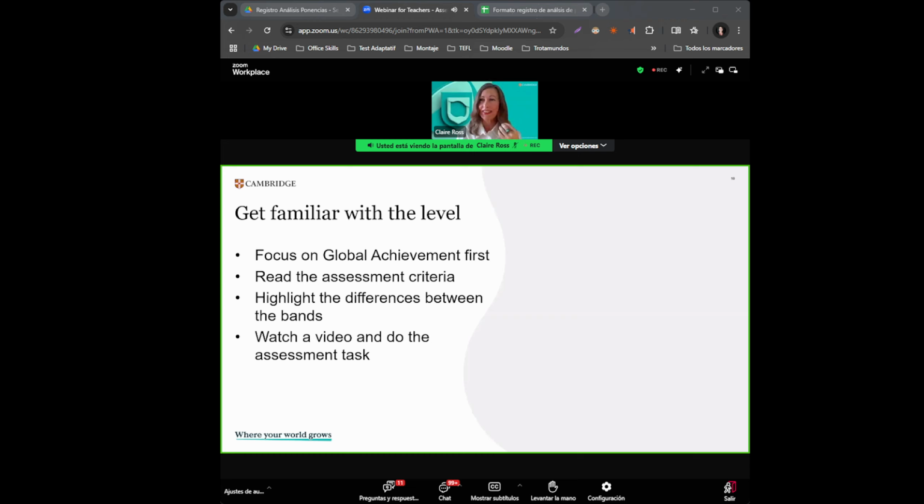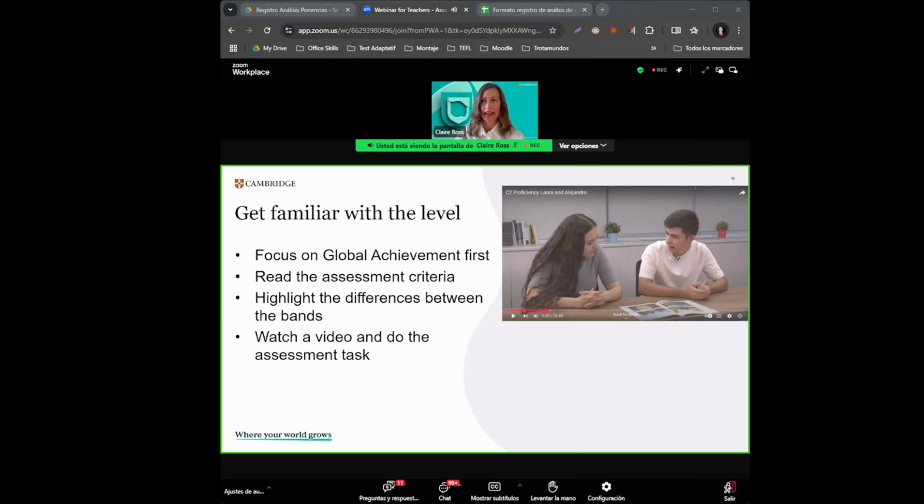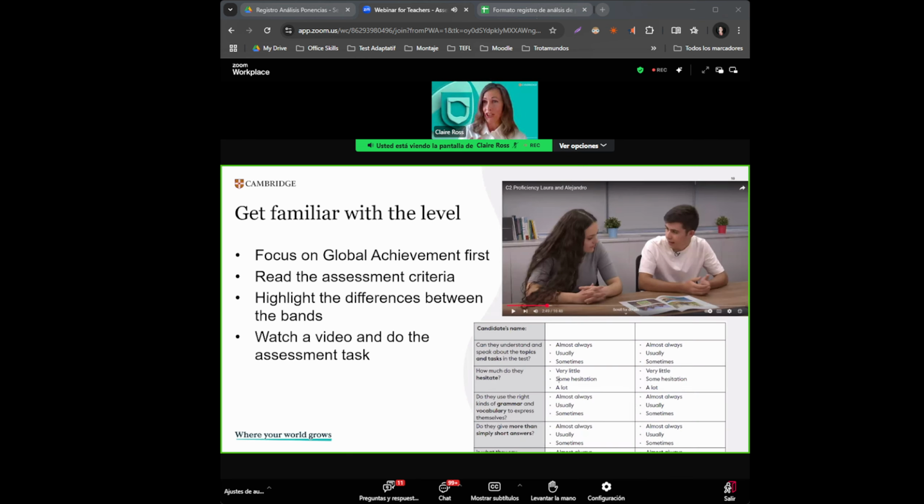Now, I don't know if anyone has used these before, let me know in the chat, but there are videos of candidates doing the exam with real examiners. So it's good to watch that. Look at the criteria as you're watching. There are tasks for you to do in the guide to help you focus in on particular aspects of the candidate's performance. And then you can compare your ideas and your impression to what the examiner said.